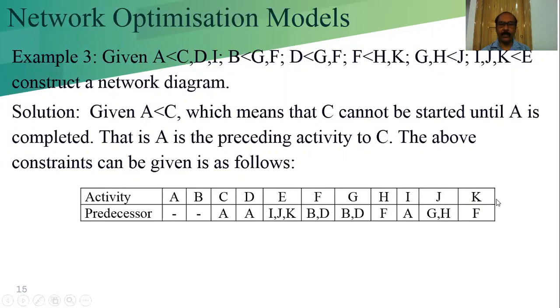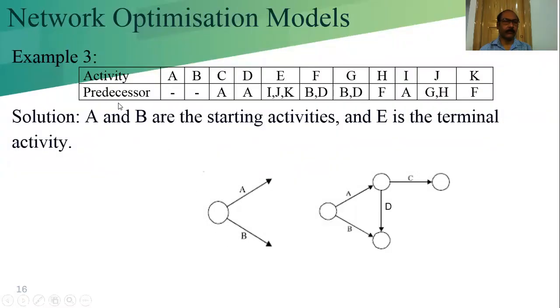Now with the help of this, we have to start the network diagram by following the rules. A and B have no predecessor, so A and B will start from the start node, or the start event. So A and B are the starting activities, and E is the terminal activity.